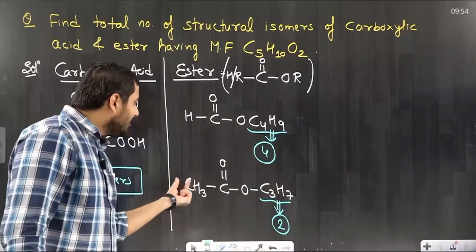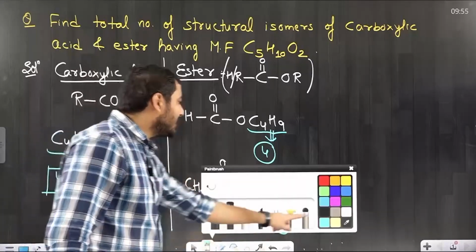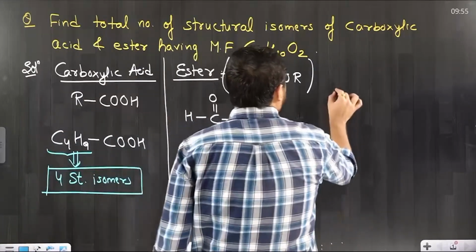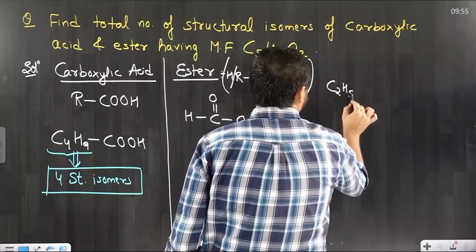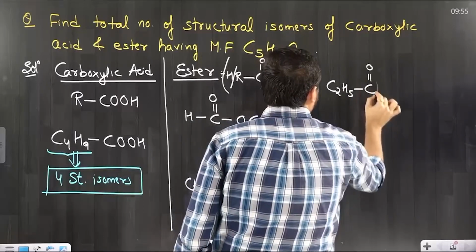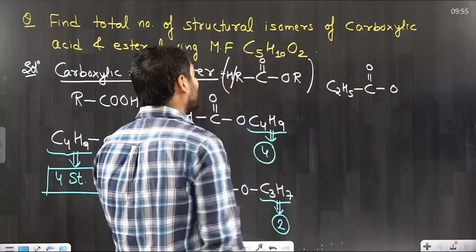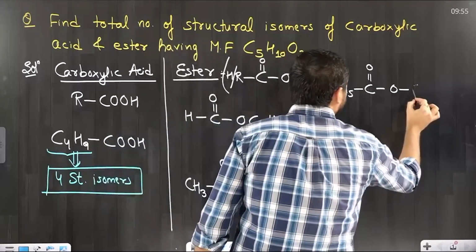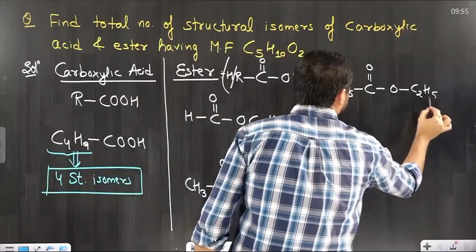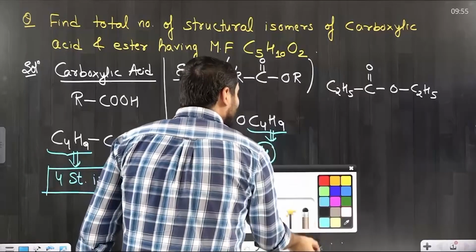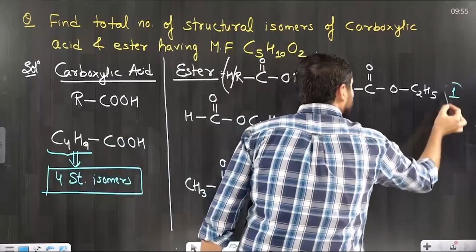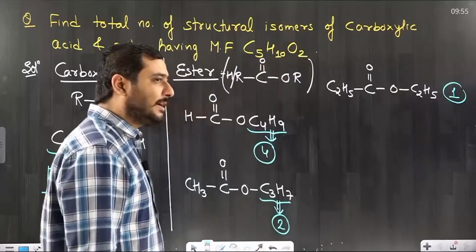Now the next case: in place of CH3, what can we take? C2H5. So the next case I am writing C2H5, C double bond O, oxygen. In total 2 plus 1, 3 carbons are involved. So how many carbon atoms remain? 2. Now in C2H5 there is no isomerism, so this is only one structure.